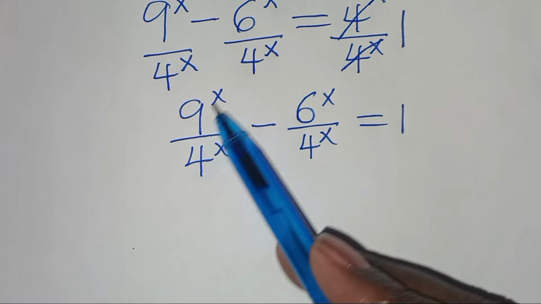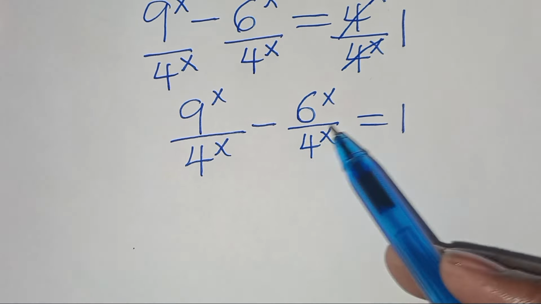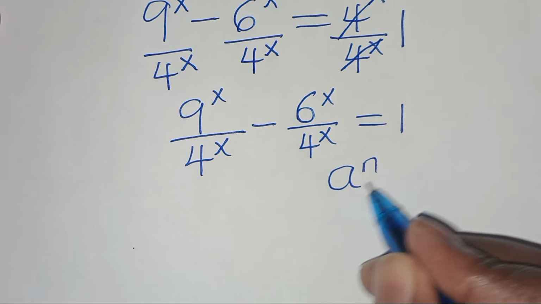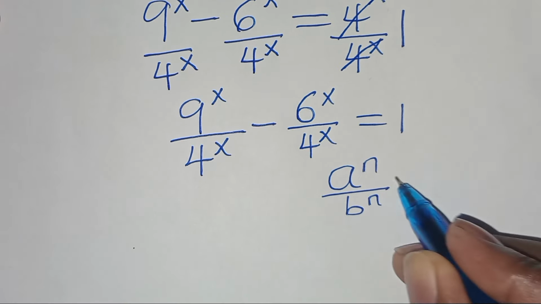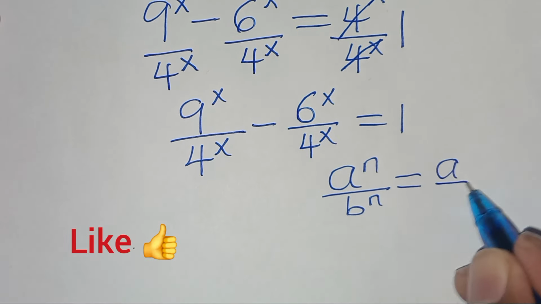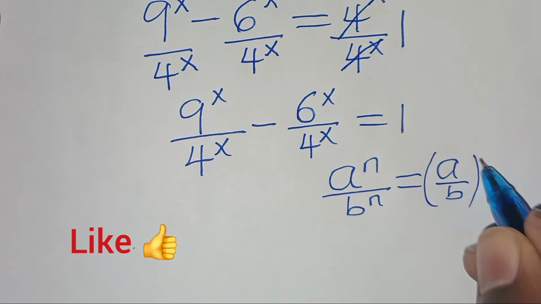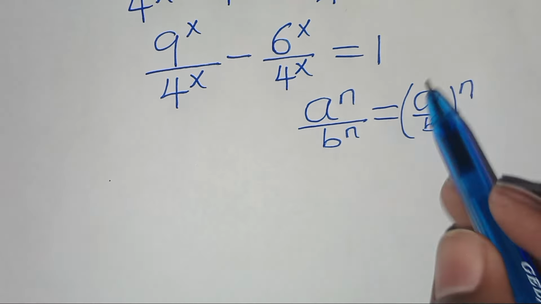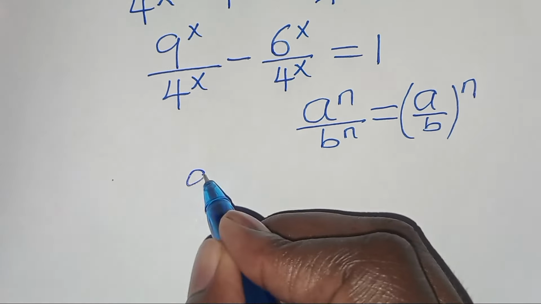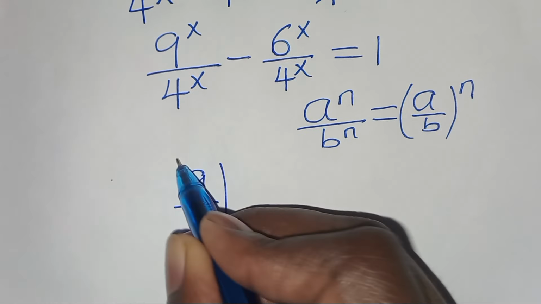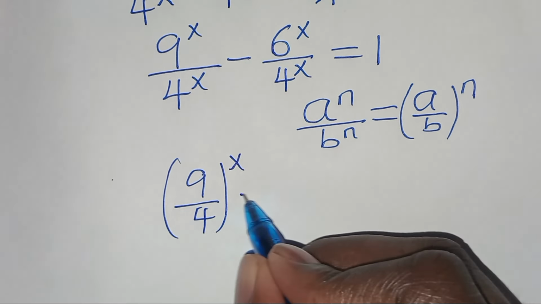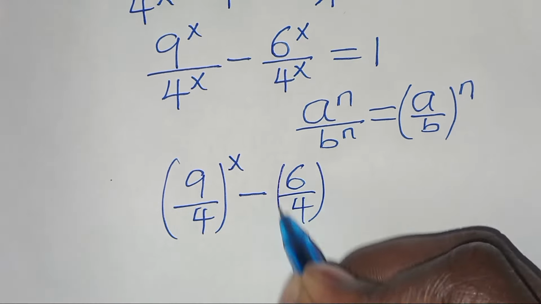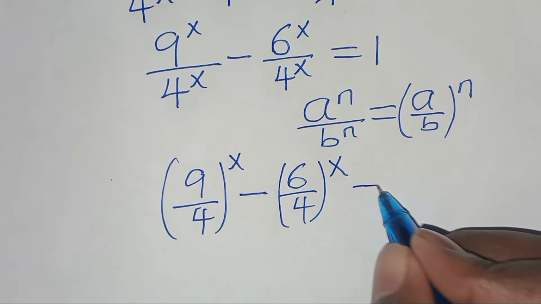So we have that 9 to the power of x over 4 to the power of x and 6 to the power of x over 4 to the power of x. This is in the form of a to the power of n over b to the power of n, which we can express as a over b raised to power n. So let's apply this exponent property so that here we have 9 over 4 raised to the power of x, then subtract 6 over 4 raised to the power of x. This is equal to 1.